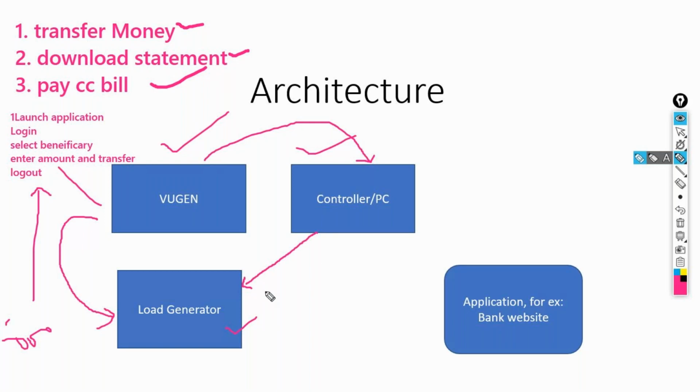Who is doing the transfer of data to and fro between these two components? There is something called the agent process. This agent process will act as a bridge between the controller and the load generator.